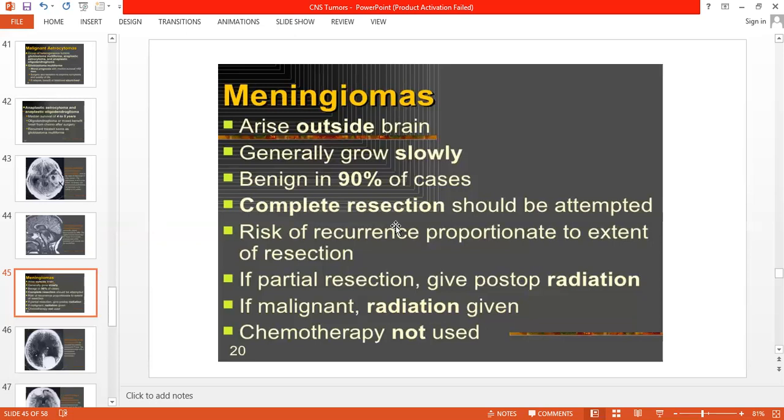And they are very bloody. You can have severe bleeding in these cases. You have to be ready for such blood loss. And before resecting these tumors, you have to arrange 4 to 6 units of blood.